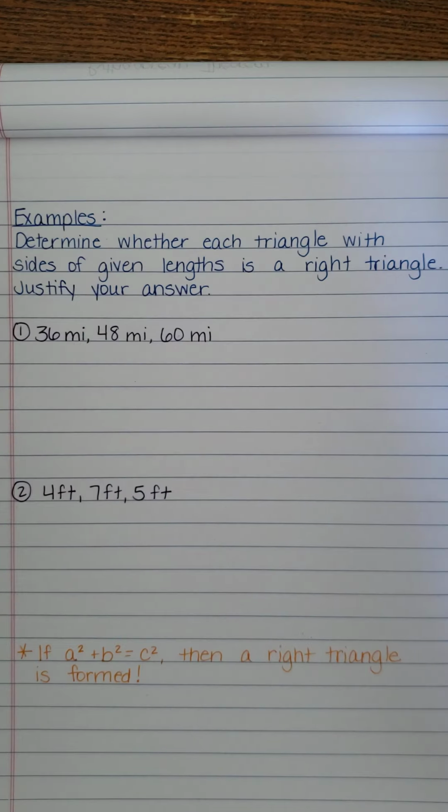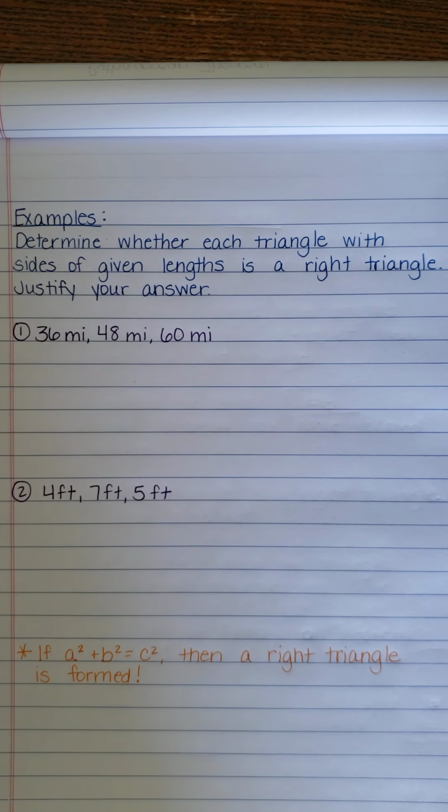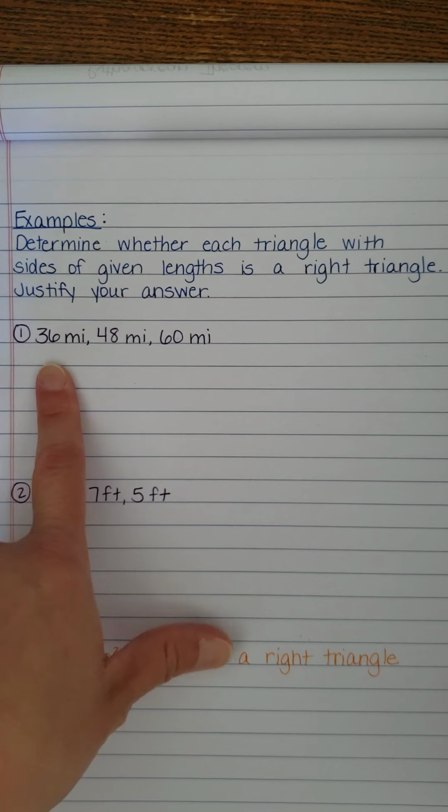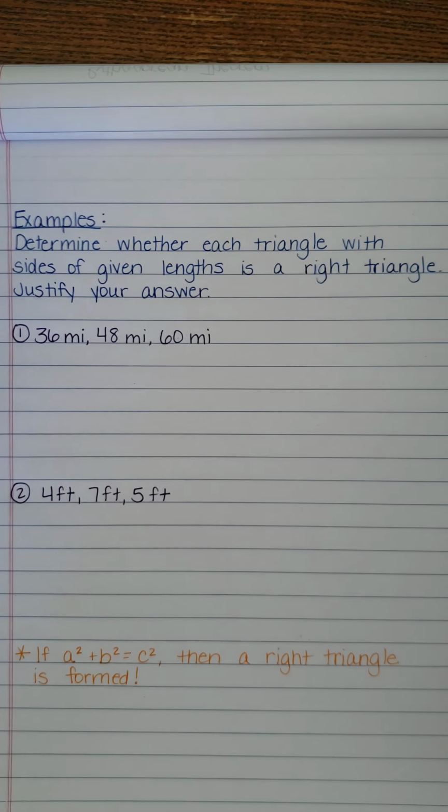So here we go. All right, so we're going to use the Pythagorean theorem and its converse to determine whether these triangles with the given lengths of the sides form a right triangle. And we're going to justify our answer by performing the Pythagorean theorem. Remember, like I said in the last video, your sides A and B should be your shorter sides because those are your legs. And your hypotenuse, which is the side across from the right angle, should be the longest side.